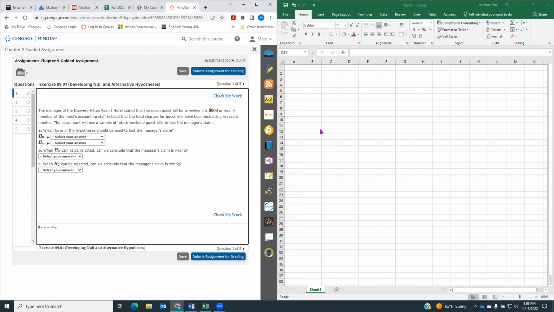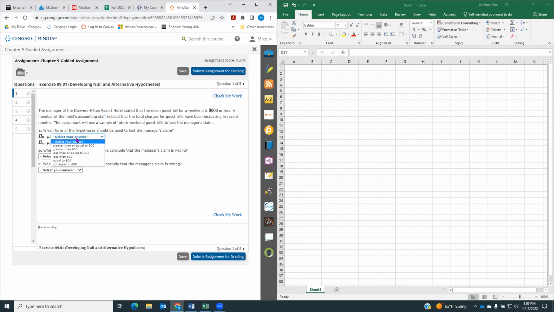So typically, we call the claim, or if it's not a claim, just what we think things have been, the normal, the status quo, things as they are, the null hypothesis, and we list it with an H sub 0. So our null hypothesis is that the mean is less than or equal to 600. And then our alternative hypothesis, sometimes called a research hypothesis, is what we're going to be testing for: that it is greater than 600.